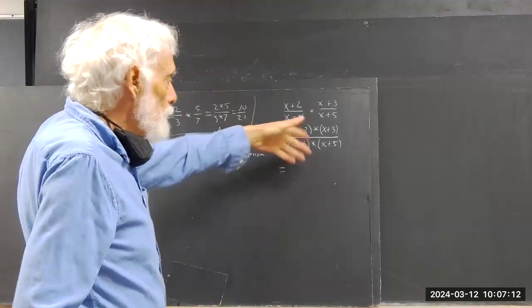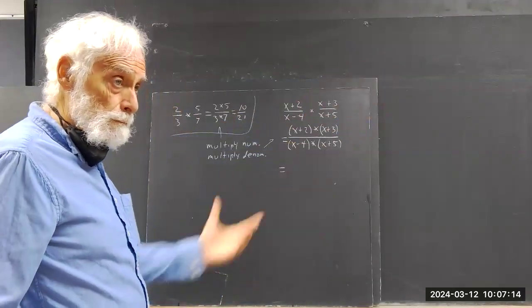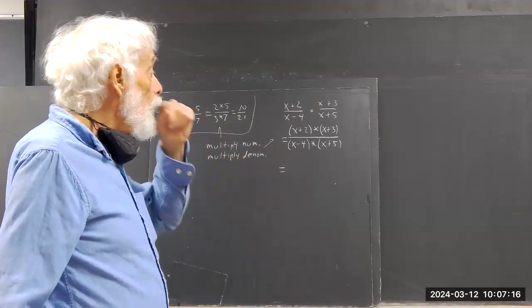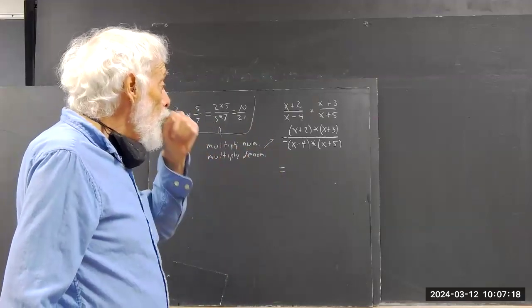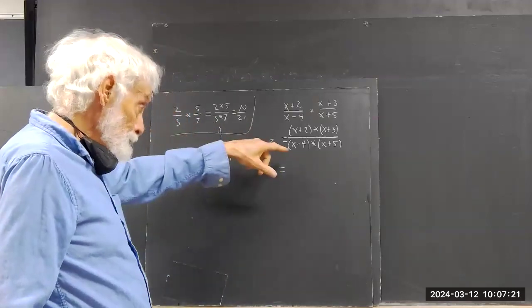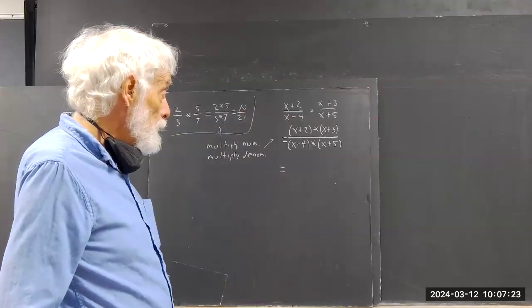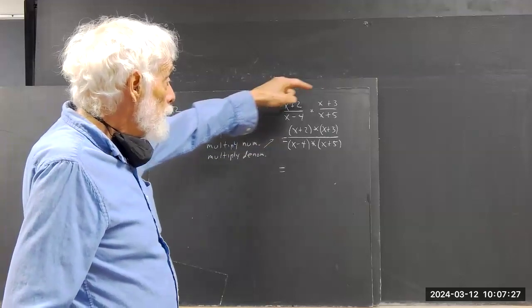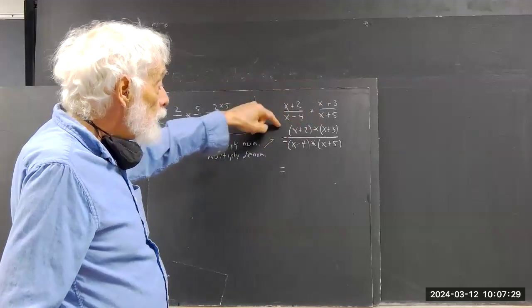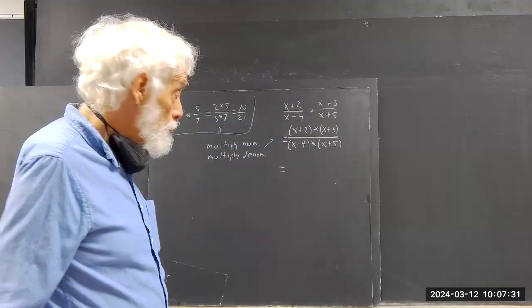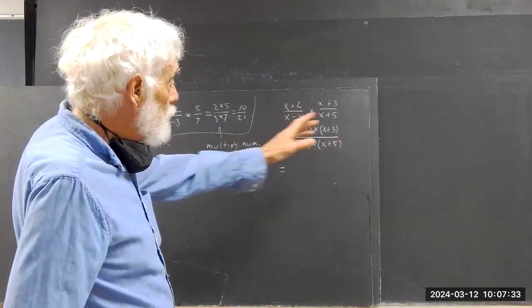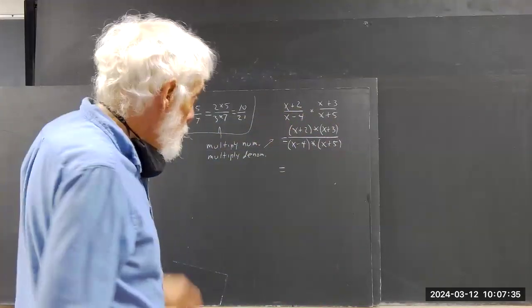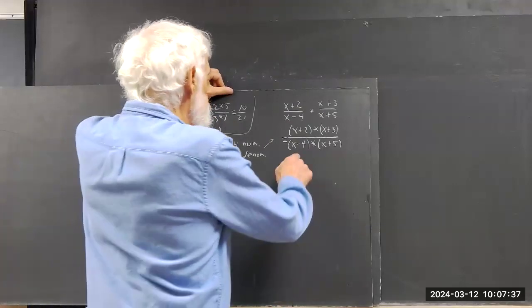It's just that here we have x's in our expressions. And you might have much more complicated expressions, but it doesn't matter. We're going to multiply numerator by numerator divided by denominator times denominator. Now we have to do the multiplication.